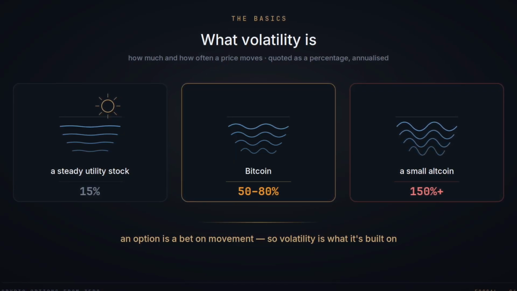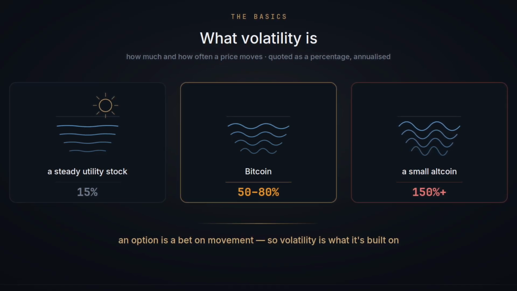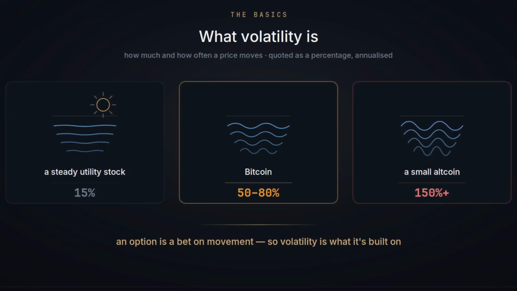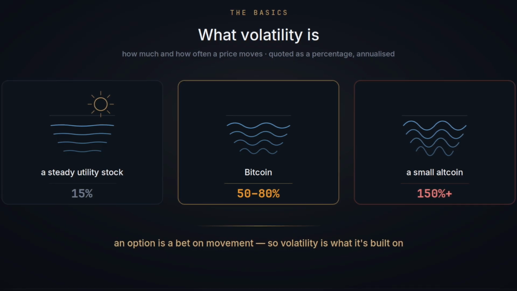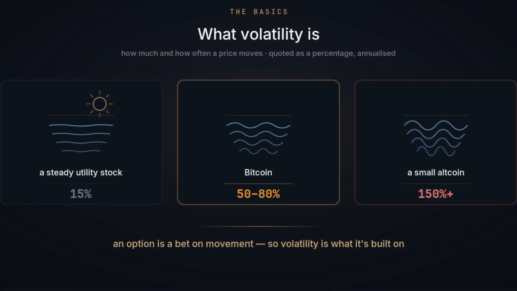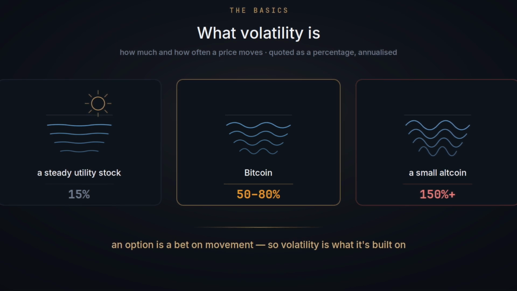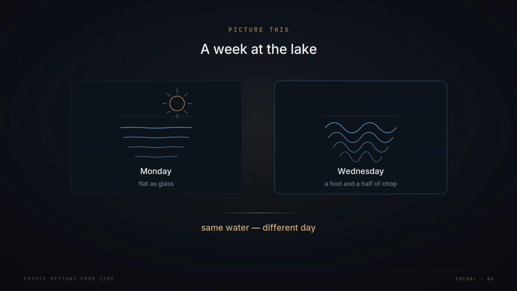And here's the sentence that matters most in this section. An option is, at its core, a bet on movement. So if the market prices a big move, options are expensive. If it prices a small one, they're cheap. Volatility isn't a detail attached to options. It's the thing they're built on. Now the distinction this whole episode hangs on. Volatility comes in 2 kinds, and mixing them up is the classic beginner mistake.